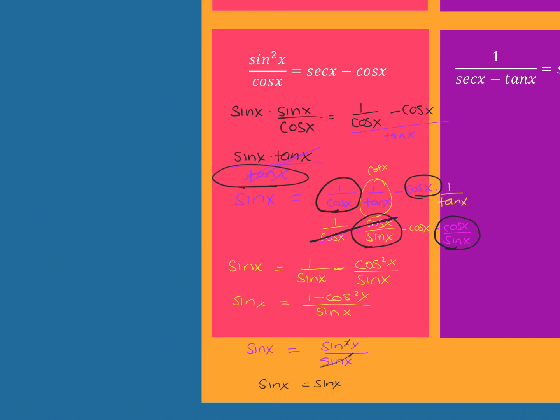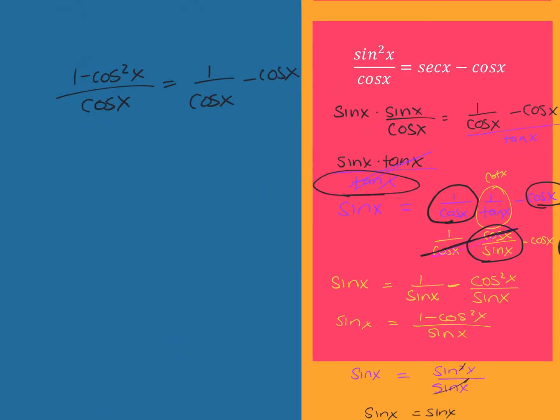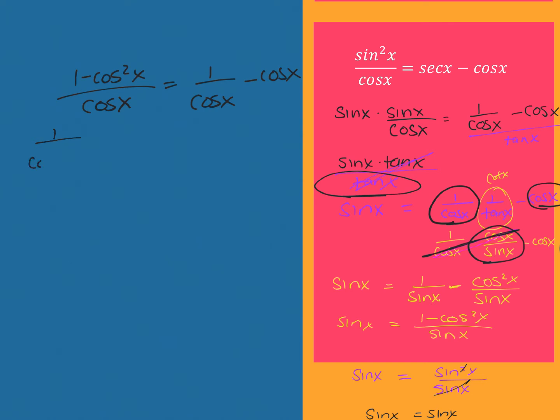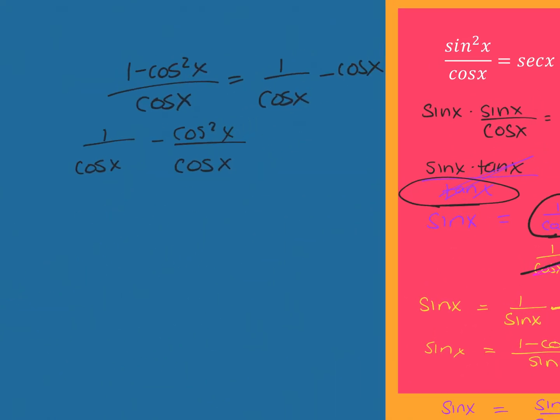I changed the sine squared x to 1 minus cosine squared x over cosine x. And then on the other side, I changed the secant x to 1 over cosine. And then I separated it into 1 over cosine minus cosine x over cosine. And then I simplified the cosine squared x over cosine and got 1 over cosine x minus cosine x equals 1 over cosine x minus cosine x.